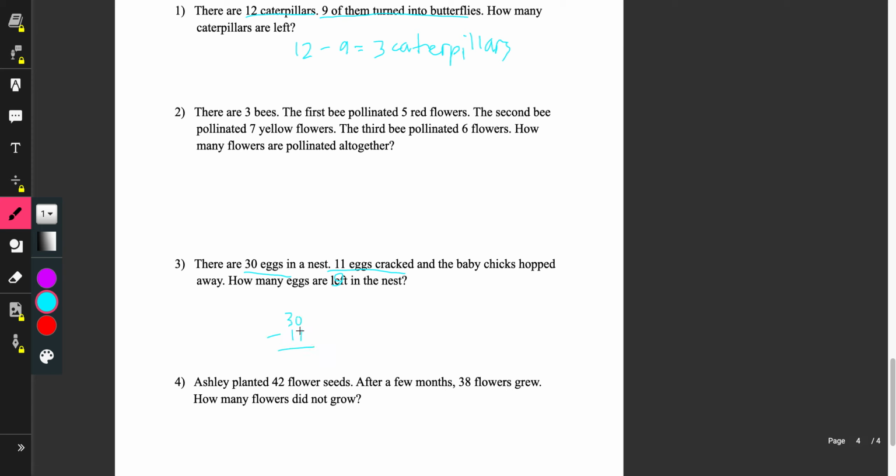And we can't do 0 minus 1, so change that to 2, and that's going to be 10. 10 minus 1, that would be 9. 2 minus 1, that would be 1. So how many eggs are left in the nest? 19 eggs are left in the nest as a result. And there you have it.